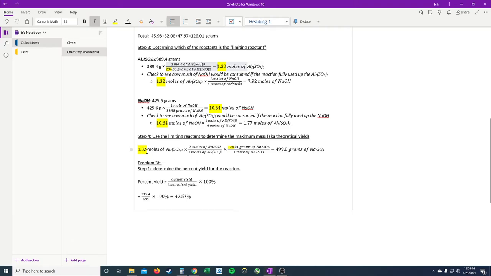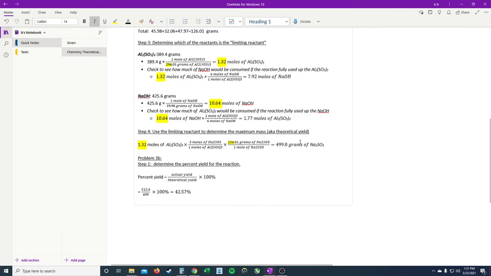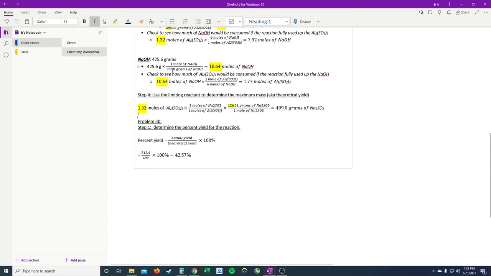So you multiply your 1.32 moles times your ratio given by the balanced equation, and you multiply that by the molar mass of the sodium sulfite. So here we have 1.32 times 3 divided by 1 times 126.01 divided by 1. And you're going to get 499 grams of sodium sulfite. So that would be your theoretical yield, also the maximum mass of sodium sulfite that you would get from this equation and the given mass of reactants.